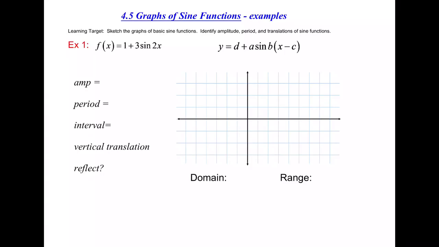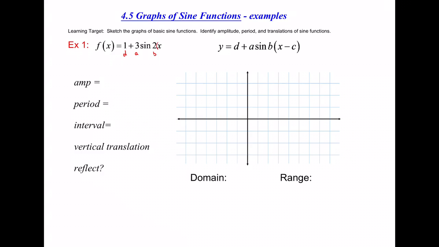Section 4.5, graphs of sine functions, looking at examples now of what we had just talked about. So the first one, f of x is equal to 1 plus 3 sine of 2x. Think about the things that each of these represent. You have your d value, which is your vertical shift up and down. You have the a value, which has to do with your reflection and your vertical stretch and compression. And then you have your b value, which has to do with helping you find your period.